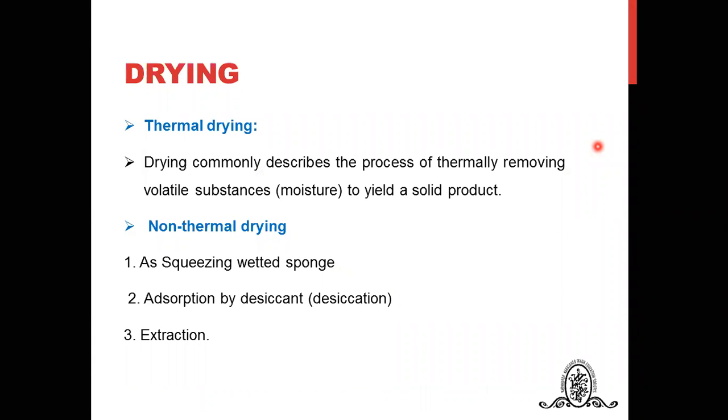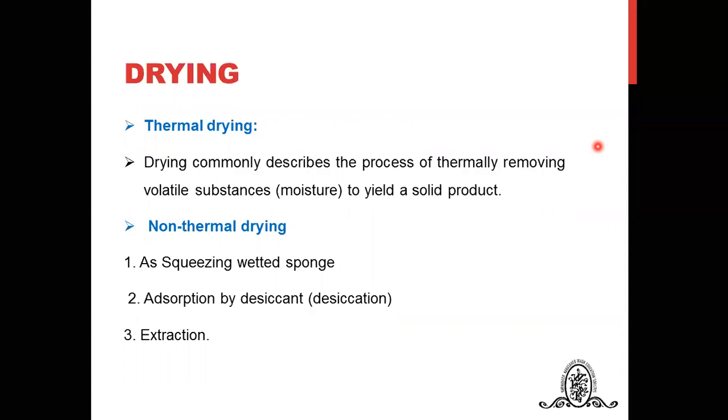Drying is mainly done in two ways, by thermal drying and also by non-thermal drying. Thermal drying is commonly described as the process of thermally removing the volatile substances to yield a solid product. Means in this we are removing the moisture with the help of external heat to make the product dry. And in non-thermal drying, we are not using heat.